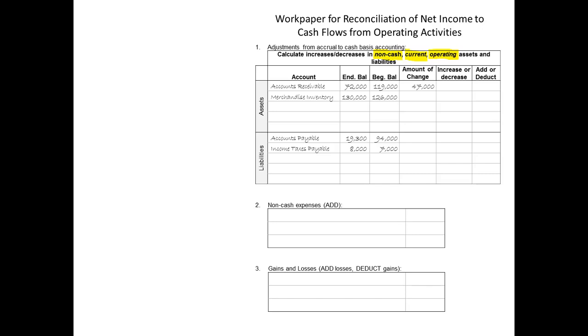Did accounts receivable increase or decrease during 2016? Since it started 2016 with a balance of $119,000 and ended the year with a balance of $72,000, accounts receivable decreased. We'll talk about the last column in our work paper in a minute. The amount of change for merchandise inventory is the difference between $130,000 and $126,000, or $4,000. Did the account increase or decrease during 2016? It increased. The balance started at $126,000 and ended at $130,000.